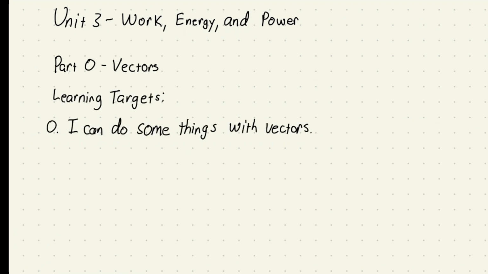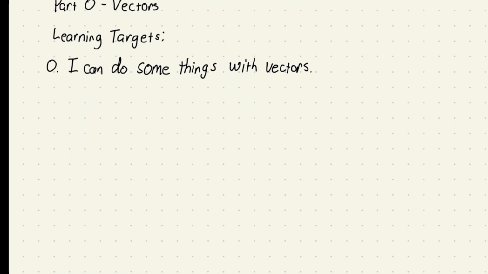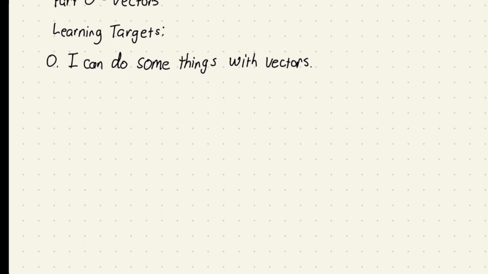So learning target number 0: I can do some things with vectors. I'm not looking for too much here, but I just want to point out something called the vector dot product, how we do that operation, what it means, and how useful it can be at times.